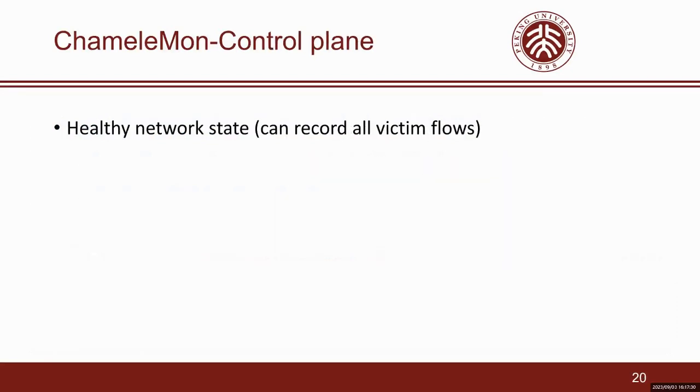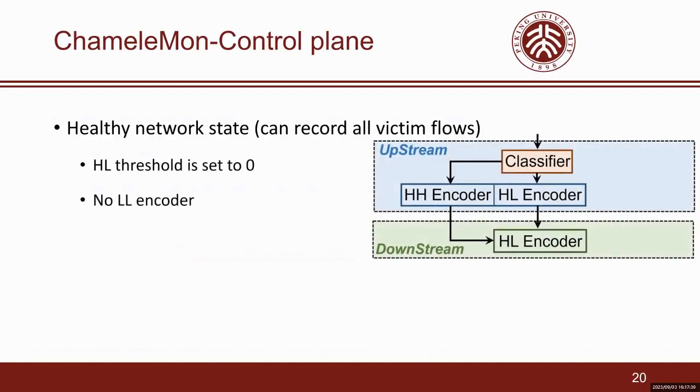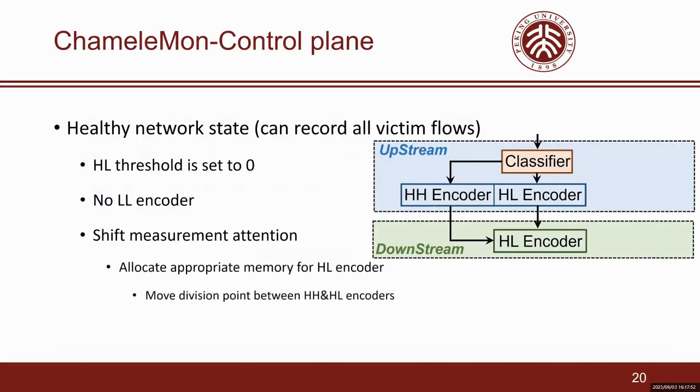Then we introduce the design of the control plane of ChameleMon. ChameleMon considers the network state as healthy when it can record all victim flows. At this time, there's no need to sample light losses. The threshold for heavy losses is set to 0, and ChameleMon allocates no memory for the light loss encoder. In the healthy network state, ChameleMon shifts measurement attention to maximize measurement accuracy through 2 dimensions. First, ChameleMon allocates appropriate memory for the heavy loss encoder to record all victim flows, which is achieved through flexibly moving the division point between heavy hitter and heavy loss encoders. Second, ChameleMon sets the heavy hitter threshold to an appropriate value to record as many heavy hitter candidates as possible.